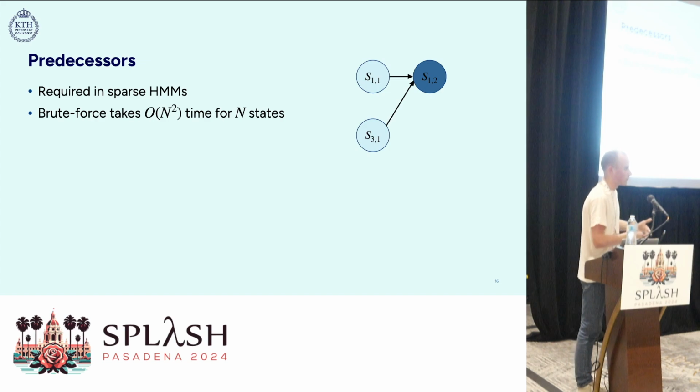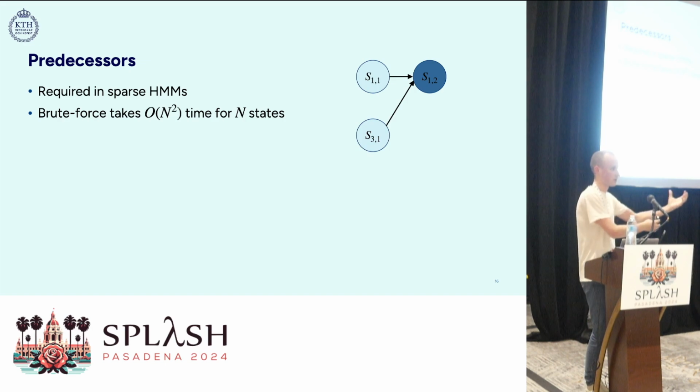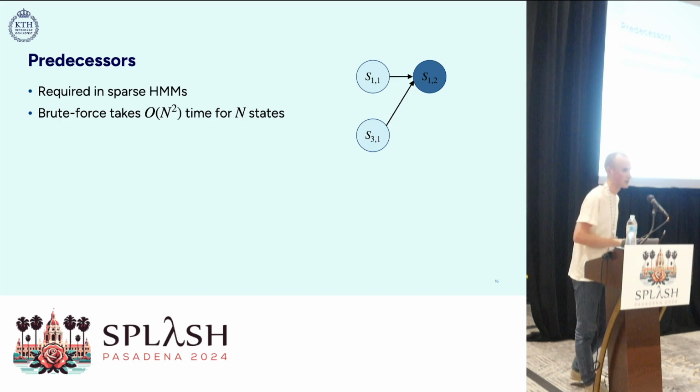So let's move over to the predecessor calculation. What we want is, we have some target state, like up on the right-hand side, and we want to find which states we could have come from, so which states have a non-zero probability of transitioning to this state. The problem is that brute forcing this takes quadratic time in the number of states because we have to consider every possible predecessor in the general case if we don't do something clever.